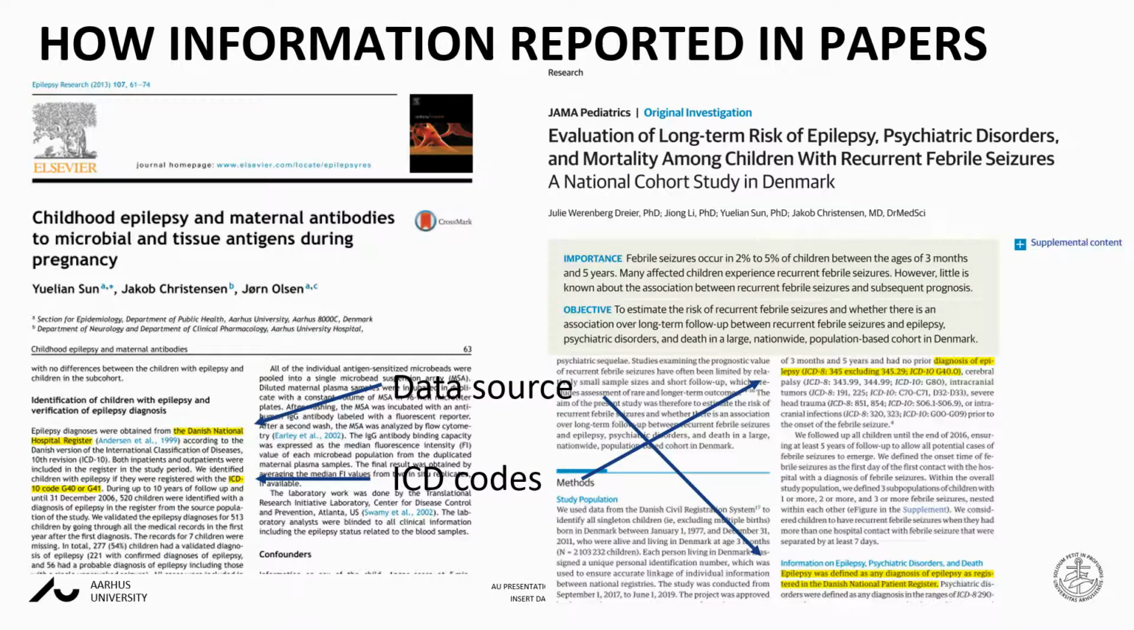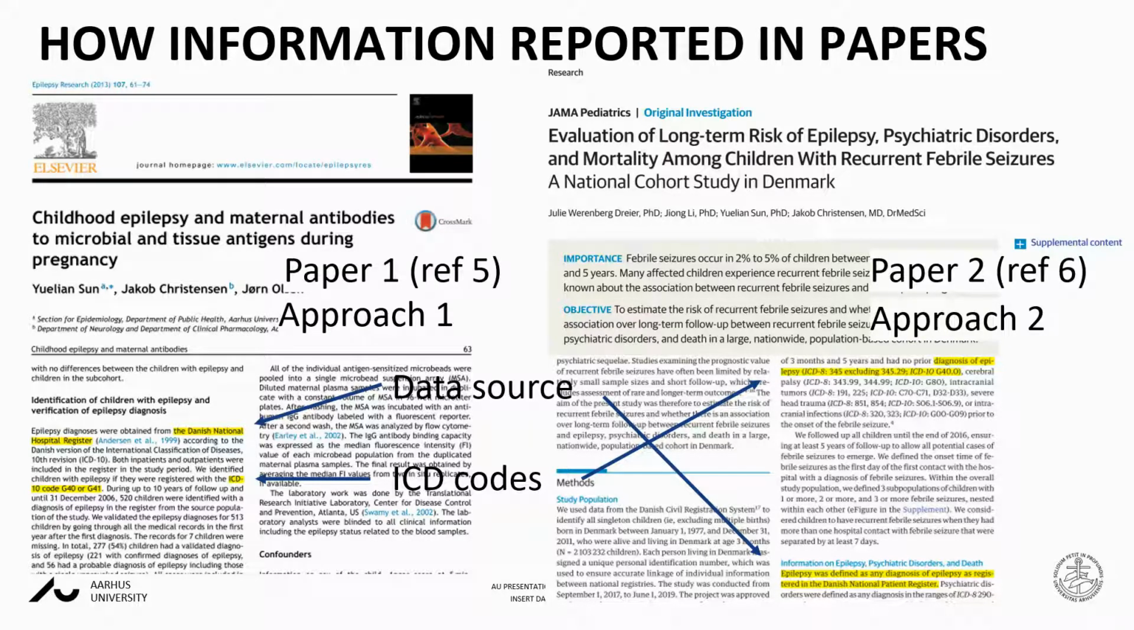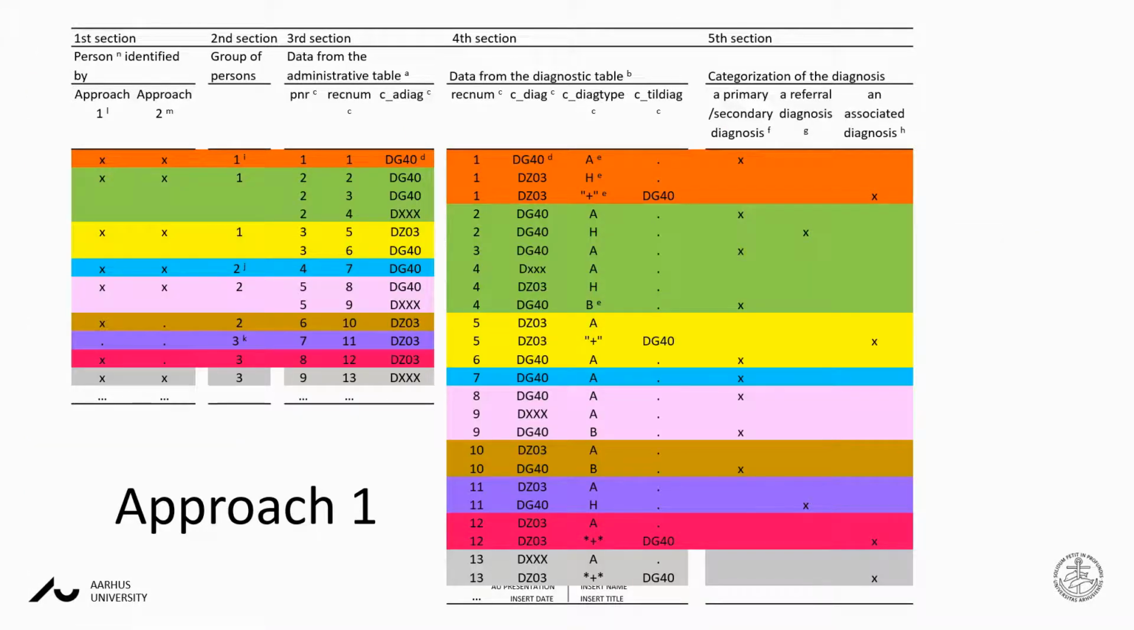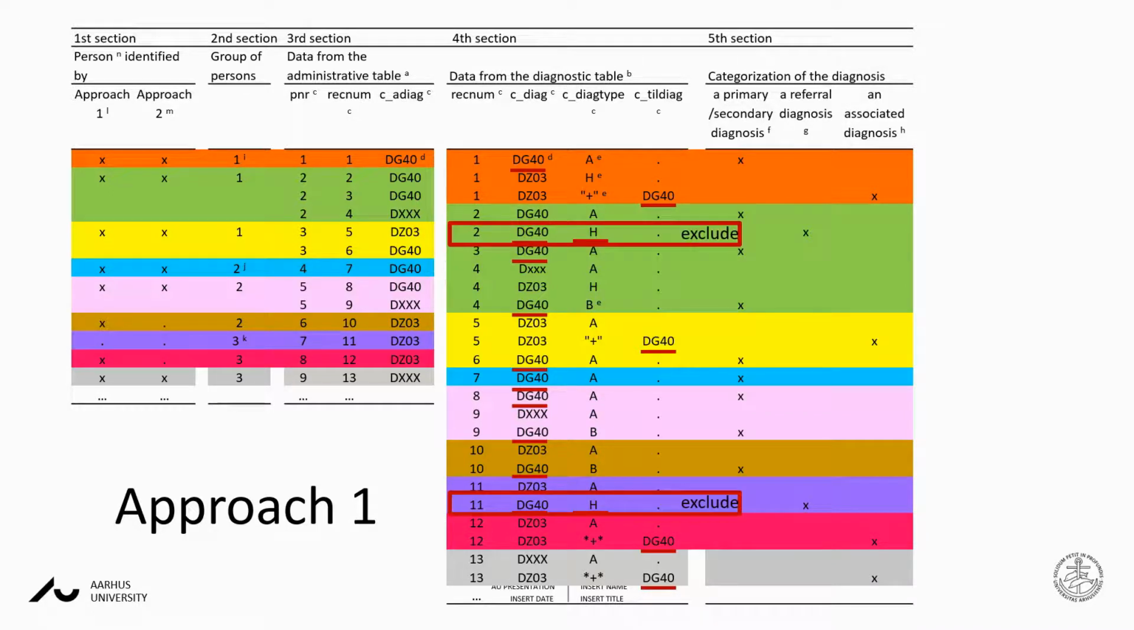Researchers often reported the data source and ICD codes in papers. However, the information is not complete. It turned out that the two papers applied two different approaches for the same purpose. Approach 1 identified patients of interest by considering all diagnostic information with exclusion of referral diagnosis only.